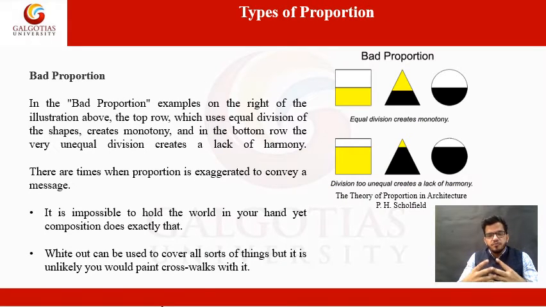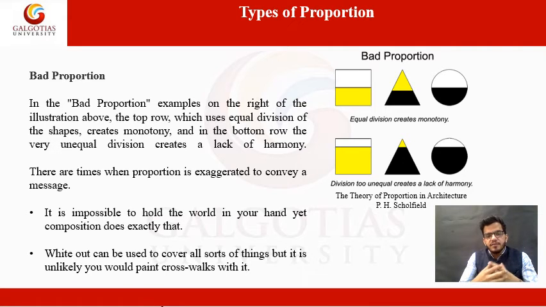There are different types of proportion that can be seen in architectural design. We have examples of bad proportion as well as examples of good proportion. In a bad proportion, examples on the right of the illustration above, the top row, which uses the equal division of shapes, creates monotony, and in the bottom row, the very unequal division creates a lack of harmony. So these two divisions are examples of bad proportion.